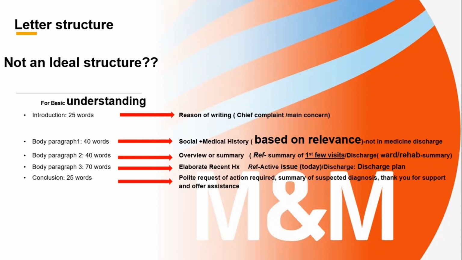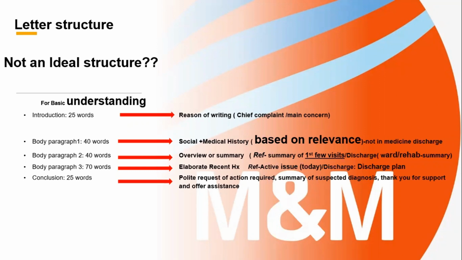That is followed by body paragraph number 3. Mostly in case of a chronic referral or a chronic to acute referral, we just have to summarize, so we have to expand on the active issue, the today visit. And if it's a discharge letter, we need to expand the discharge plan. That is followed by the conclusion. Now, in the conclusion, we must have a polite action request, a summary of the suspected diagnosis, and thank you for ongoing support. So these are a few possible scenarios that we can have in your letter.